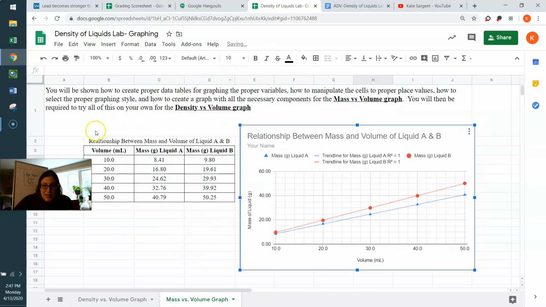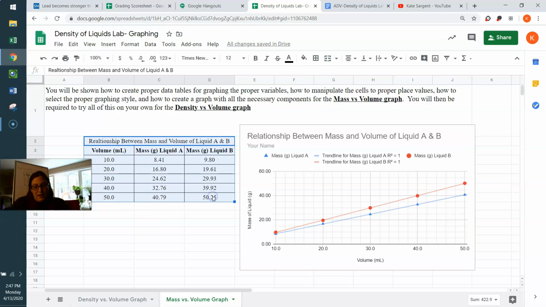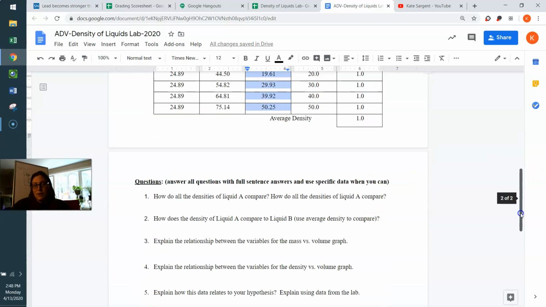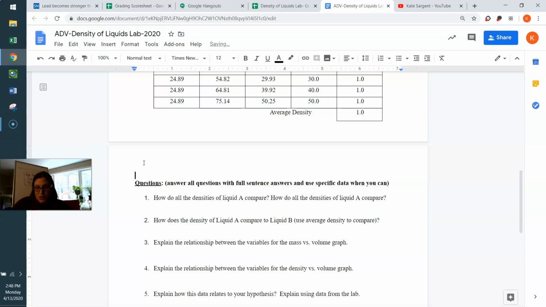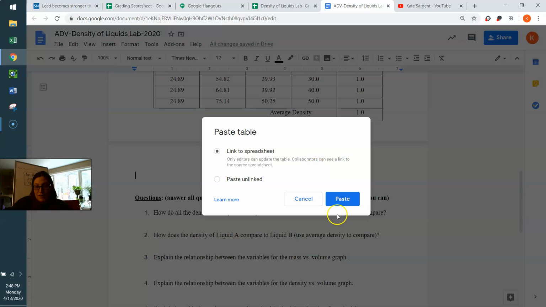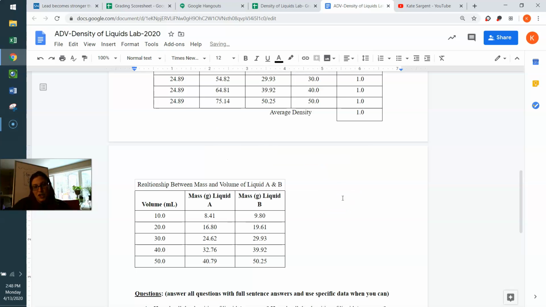There's the data table over here from which I made my graph. So the other piece here now is taking this information and putting it into your document. First thing I'm going to do is highlight and do a little Control-C for this entire data table. It's really important to know and to see where my graphs are going to come. So I'm going to go above the questions, bump that down a little bit, and Control-V. I'm going to keep it linked to the spreadsheet.